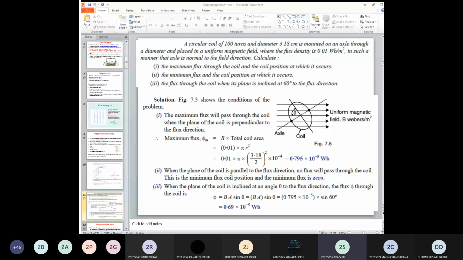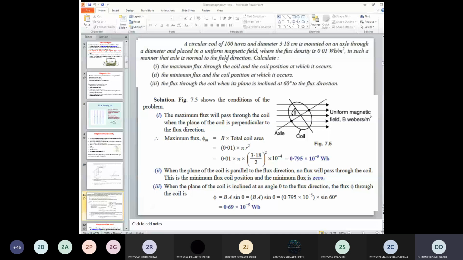0.0794 into 10 to power minus 4 Weber. Yes. So the first answer is 0.0795 into 10 raised to minus 4 Weber, or you can write 0.795 into 10 raised to minus 5 Weber. Clear? All of you must write the unit. Same way, you can write the answer as 0.795 into 10 raised to minus 5 or 0.0795 into 10 raised to minus 4 Weber. Whatever answer you can write.